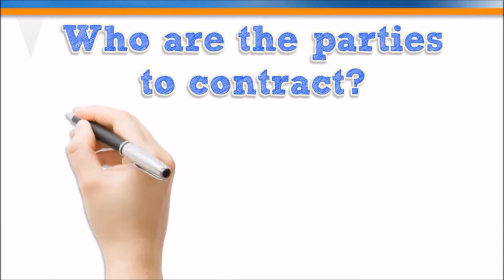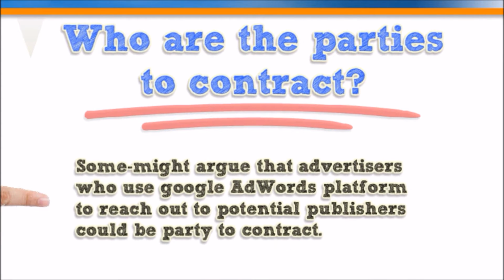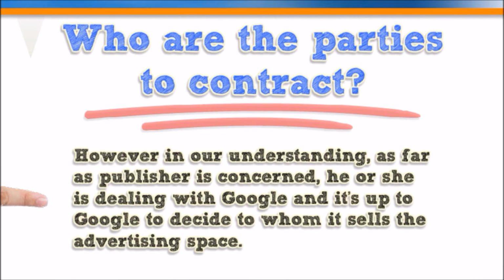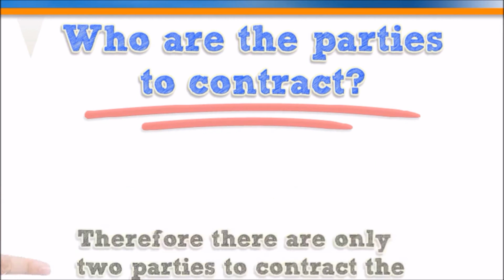Who are the parties to the contract? The parties to the contract are the website owner and Google. Some might argue that advertisers who use the Google AdWords platform to reach out to potential publishers could be party to the contract. However, in our understanding, as far as the publisher is concerned, he or she is dealing with Google and it's up to Google to decide to whom it sells the advertising space. Therefore, there are only two parties to the contract: the website owner and Google.